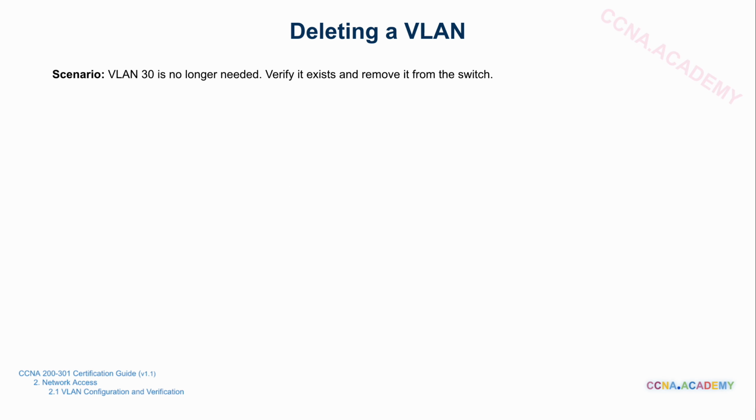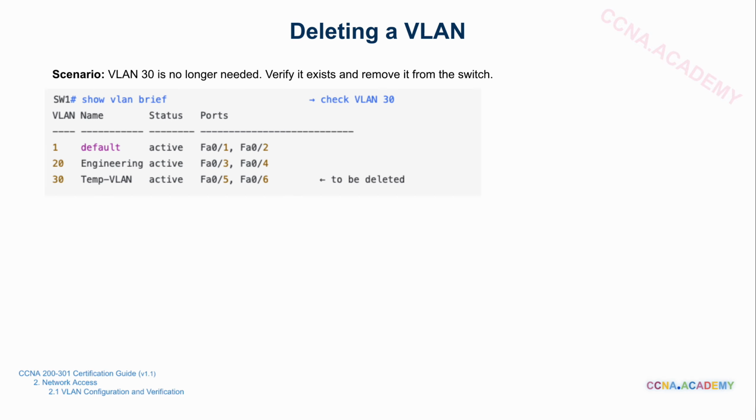In this scenario, a VLAN is no longer needed. First, we verify that VLAN 30 exists by displaying the VLAN table. This confirms that the VLAN is present on the switch and identifies it as the one to be removed. Next, we enter configuration mode and delete the VLAN by specifying its VLAN number.